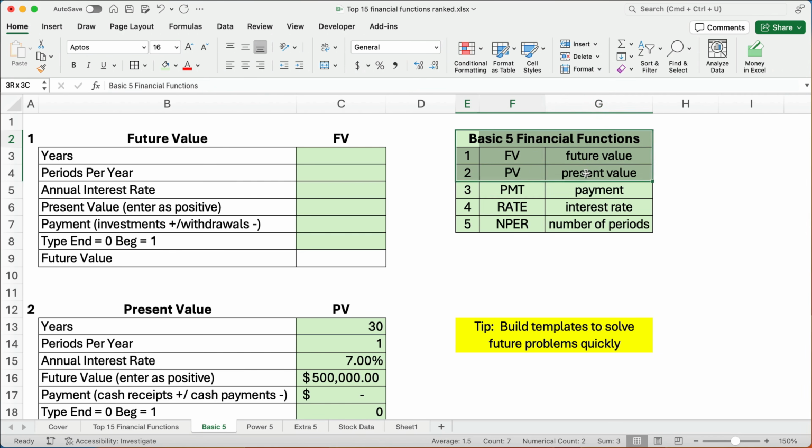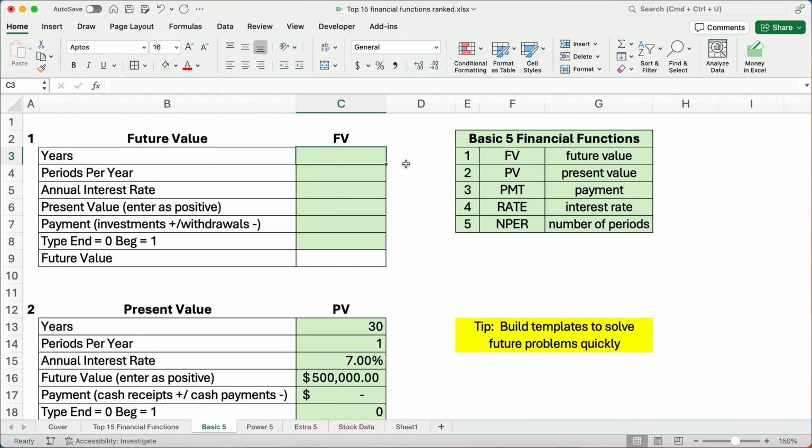So these 5 are our basic financial functions: the future value, the amount in the future; the present value, the amount in today's dollars; the payment could be positive or negative in terms of adding to an account or paying off an account; and then the rate of return, the interest rate; and then the number of periods. So these are the 5. We'll go through these 5. These are the basics of all the financial functions, or what's called time value of money. Those mean the same thing.